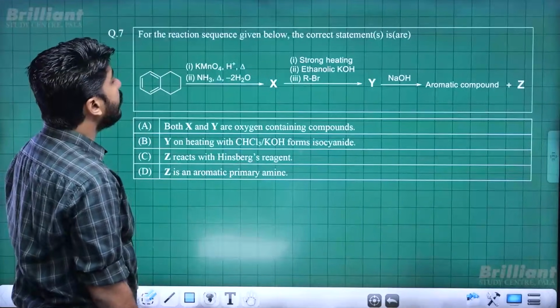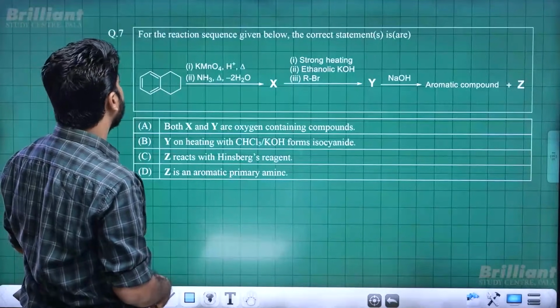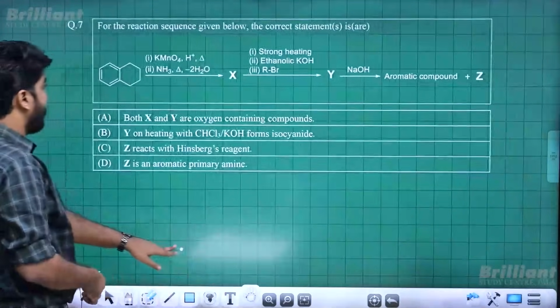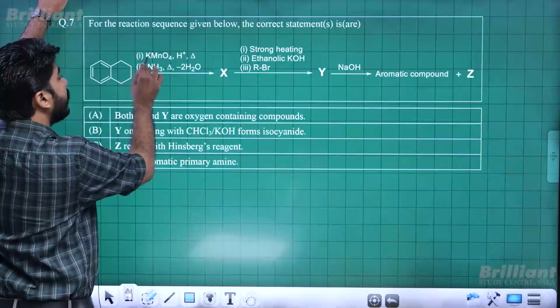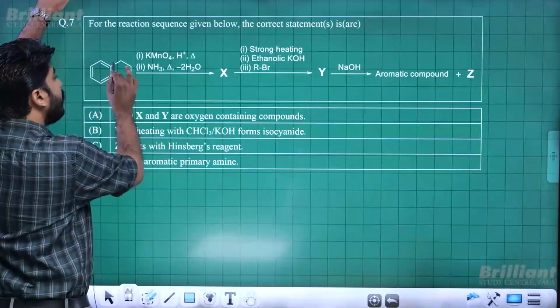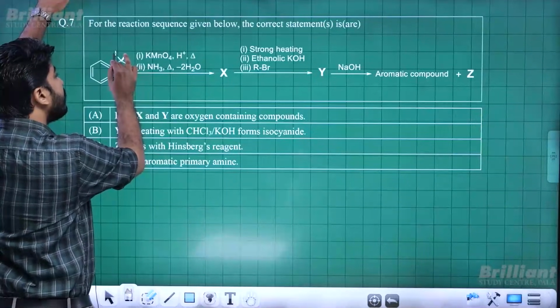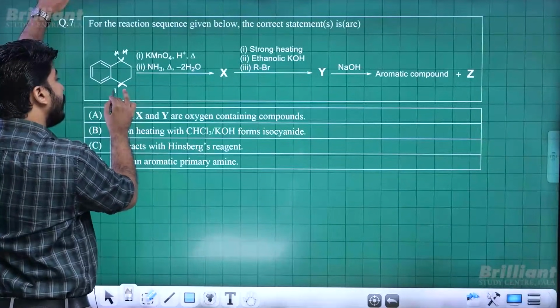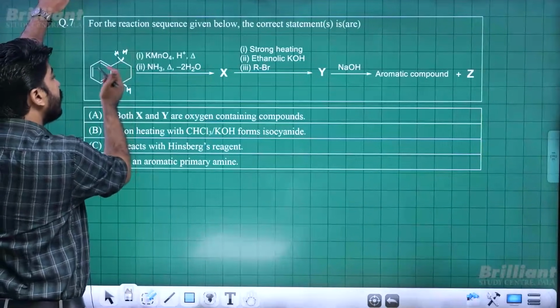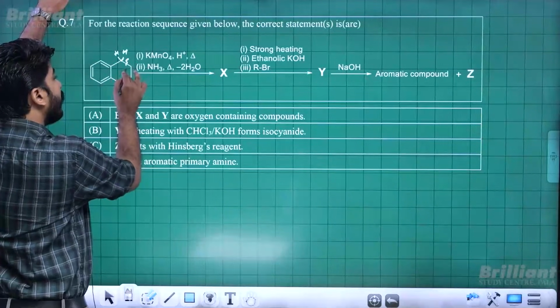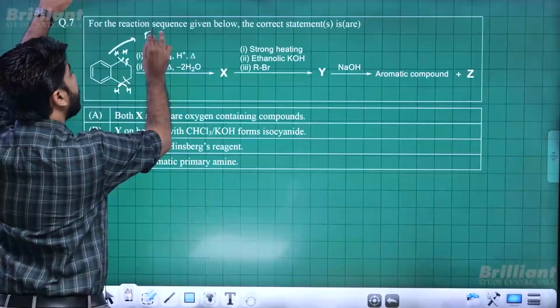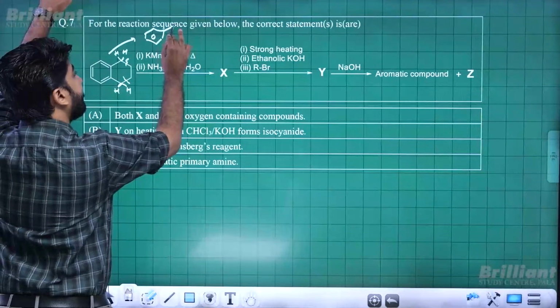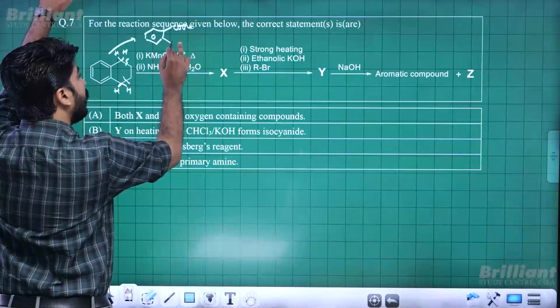For the reaction sequence given below, the correct statement or statements are: Firstly, benzoic acid preparation occurs. This is a benzene holding alkyl groups which has at least one hydrogen at the benzylic site. So these two alkyl fragments get oxidized to carboxyl units. So firstly, phthalic acid is obtained. COOH, COOH.